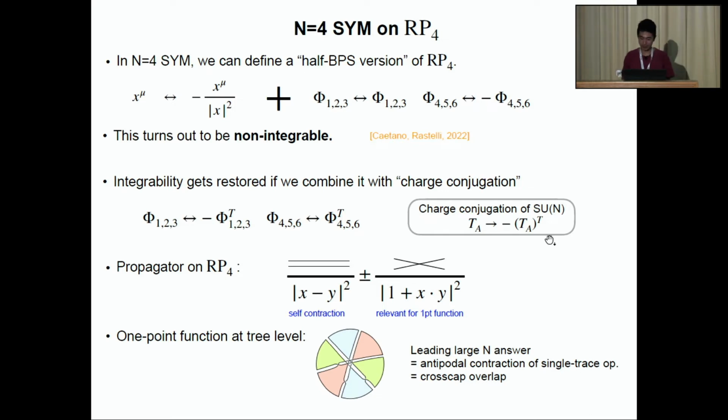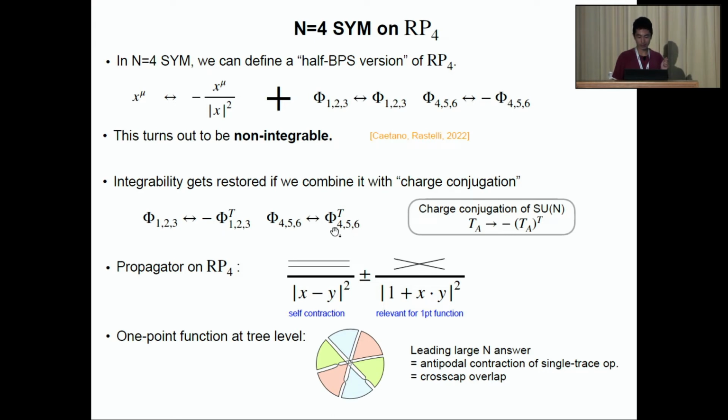And if you do this identification, the scalar propagator on RP4 has a very interesting property. There is one piece which corresponds to direct contraction. This piece is just the usual 1 over (x minus y) squared, and the double line notation is the usual one, so you just connect the double lines in the usual way. But there is also a piece which is a weak contraction between the mirror images, and that gives you this factor 1 plus (x dot y) squared.